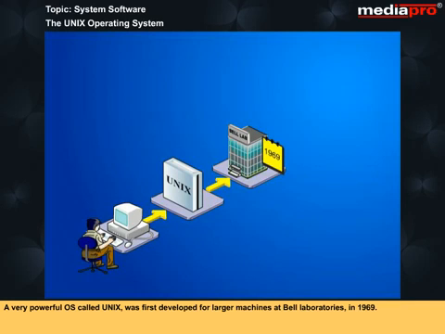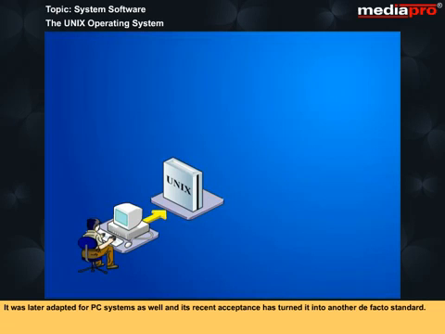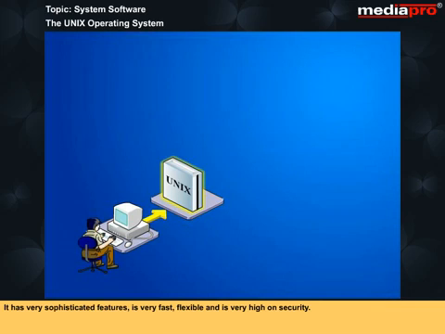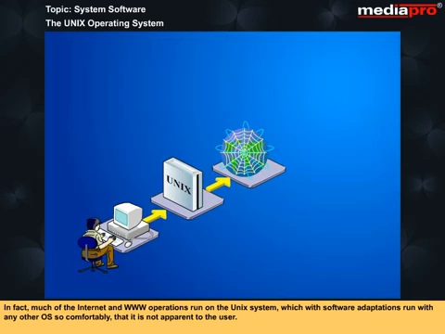A very powerful OS called Unix was first developed for larger machines at Bell Laboratories in 1969. It was later adapted for PC systems, and its recent acceptance has turned it into another de facto standard. The Unix OS is a multi-user, multitasking system that is used with many powerful 16 and 32-bit PCs. It has very sophisticated features, is very fast, flexible, and very high on security. In fact, much of the Internet and www operations run on the Unix system, which, with software adaptations, runs with any other OS so comfortably that it is not apparent to the user.